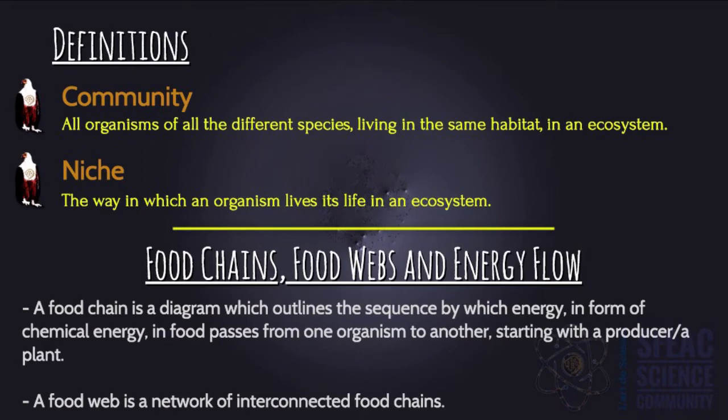We're going to look at food chains, food webs, and energy flow. A food chain is a diagram which outlines the sequence by which energy in the form of chemical energy in food passes from one organism to another, starting with a producer or a plant in most cases. The second point is a food web is a network of interconnected food chains.